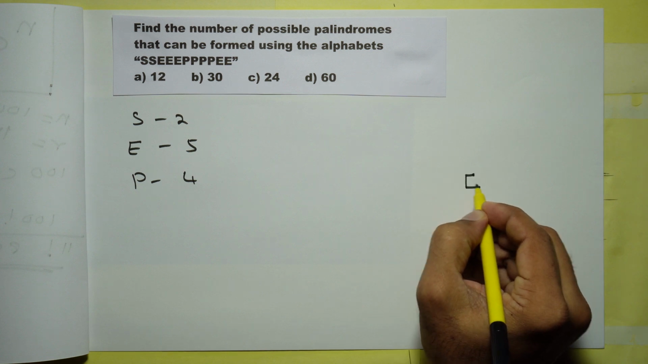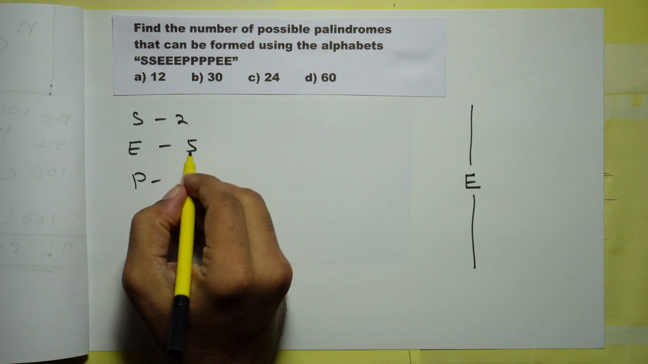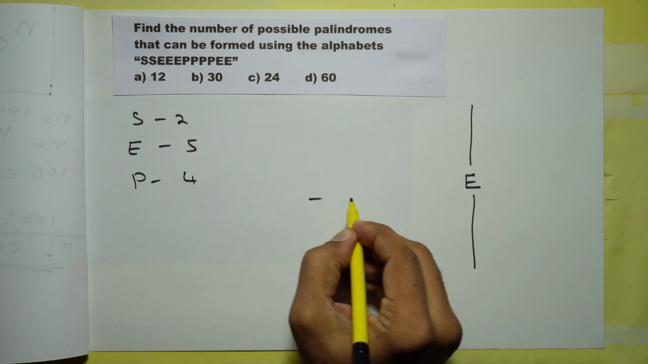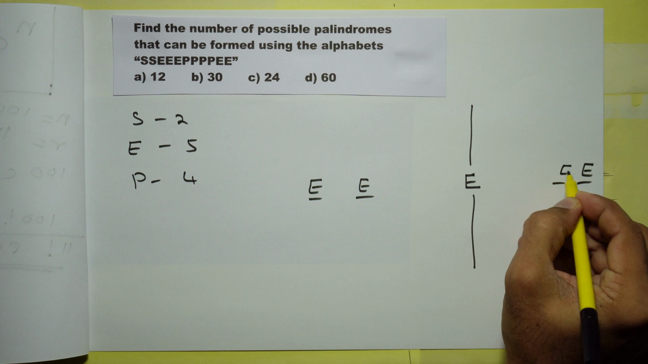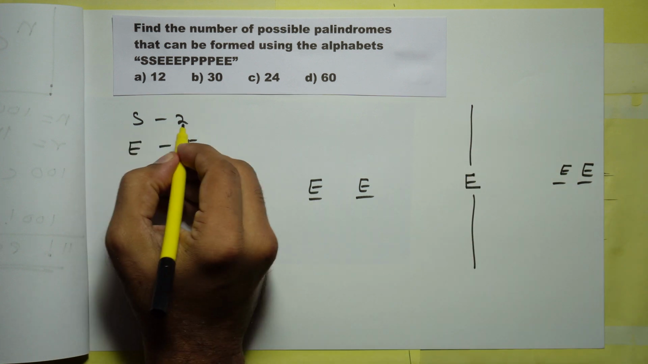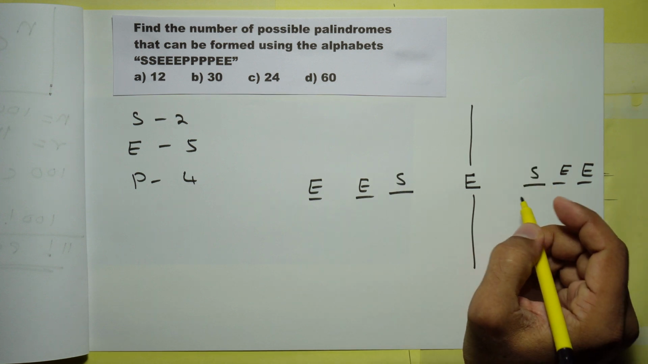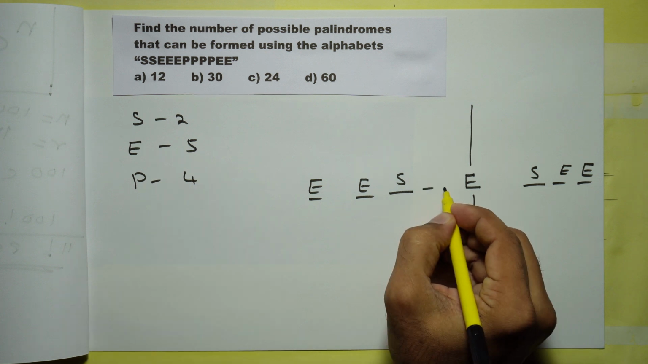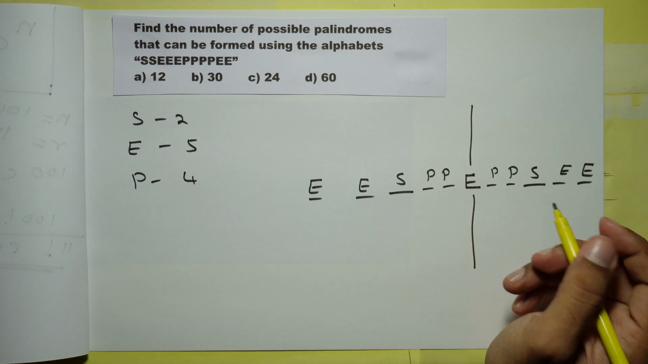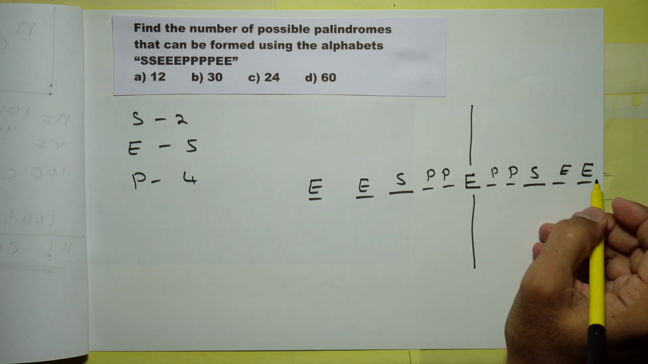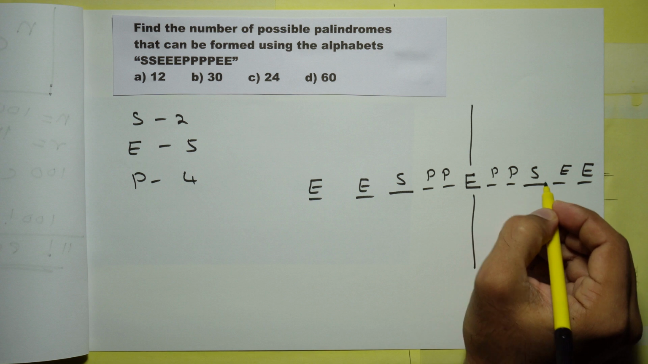So one E has to be here and the middle line will go through like this. Now remaining 4 E's are there. Now out of the 4 E's, 2 E's will be on this side of the line and the other 2 E's on the other side of the line. Now 2 S are there. So one S will be on this side of the line and the other S will be on the other side of the line. 4 P's are there. So if you place the 2 P's like this, then the other 2 P's will be on the other side of the line. So you can see that this is a palindrome. Whether you read from the left or from the right, the spelling will be the same. Hence it is a palindrome.